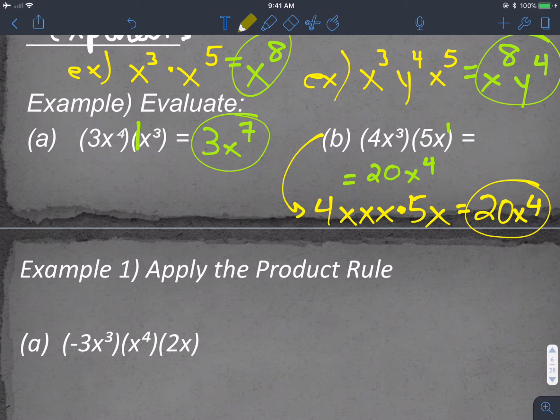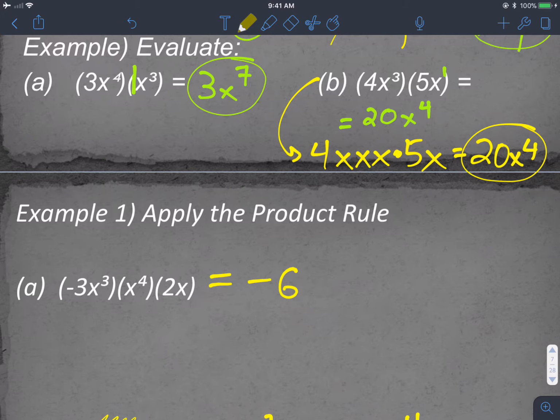Negative 3x to the third times x to the fourth times 2x. So now the problems will give you multiple things. Almost, you're missing one thing. Negative 3 times 2 is negative 6. And then I have x to the third, x to the fourth, x. So that's 1, 2, 3, 4, 5, 6, 7, 8. Negative 6x to the 8th. You get the hang of it. You don't really need to write much work at all.